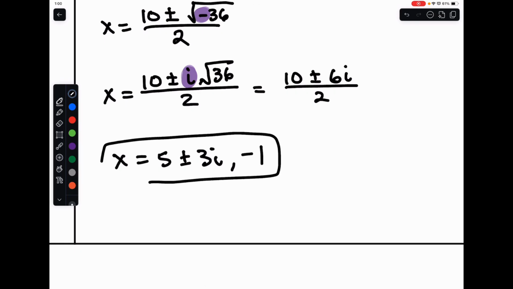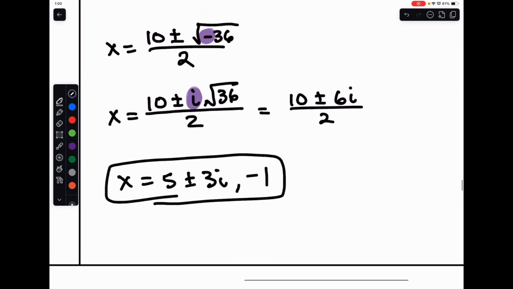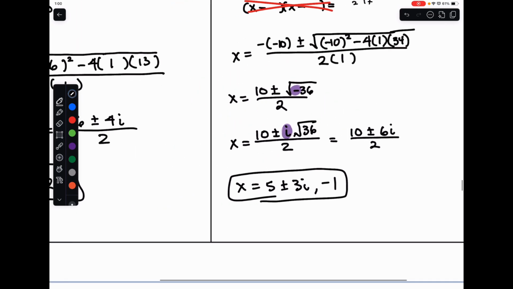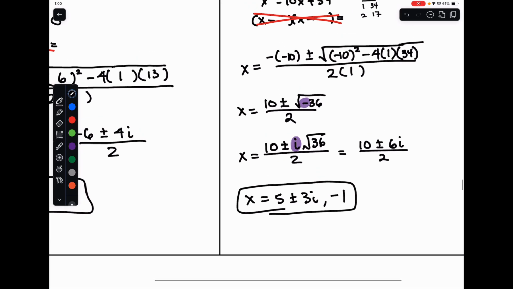Here are the solutions and my x-intercepts, aka my zeros. So here are the zeros to this polynomial function. Well, that concludes the second part to 5.5.